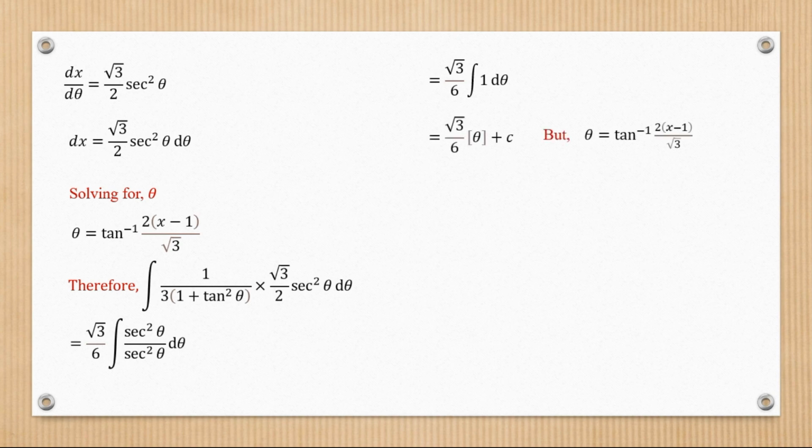But remember, theta is tan inverse of 2 into (x minus 1) over root of 3. So that means we have root of 3 over 6 tan inverse of 2 into (x minus 1) over root of 3 plus c, and that is our answer.